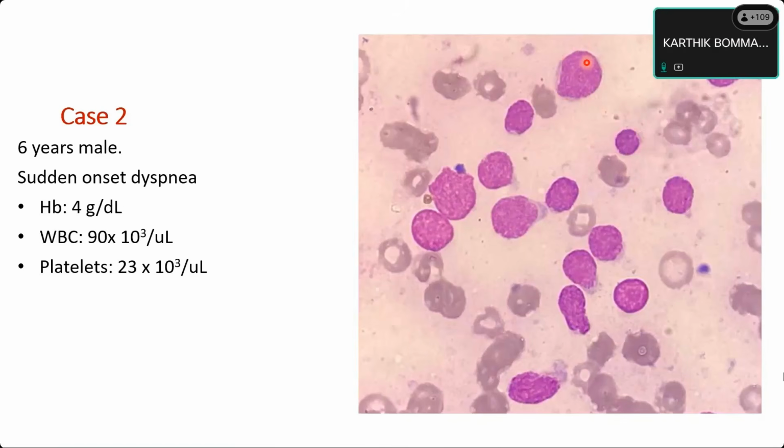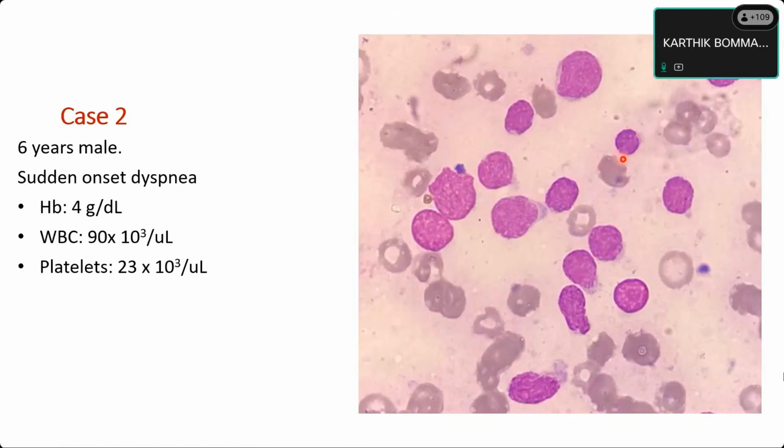Do you have any nucleoli or something? No, you're not having any nucleoli. And cytoplasm, is it having any granules? No granules. Any Auer rods? No Auer rods. And then the color of cytoplasm? Pale basophilic.